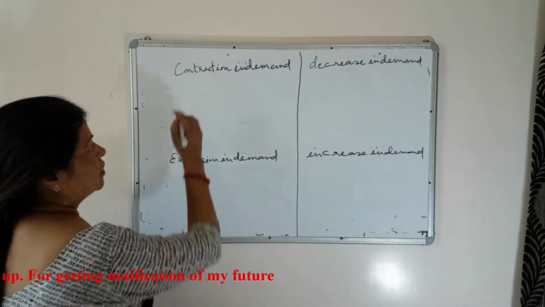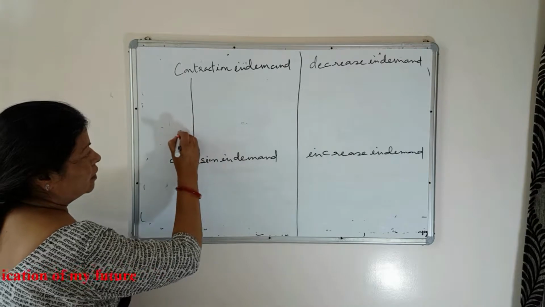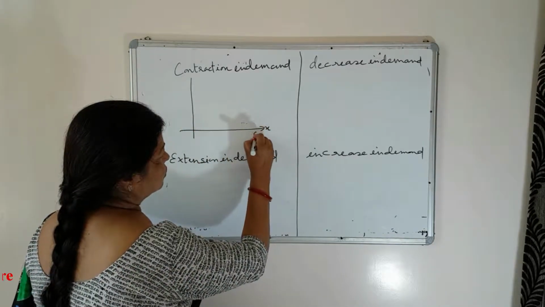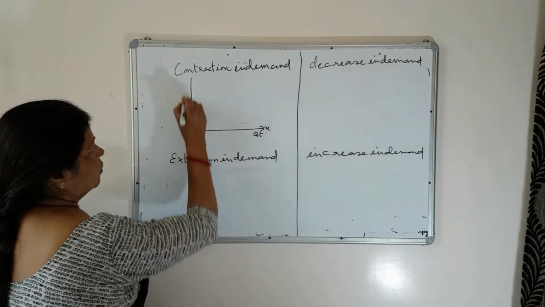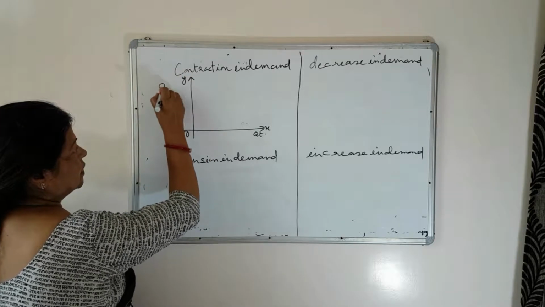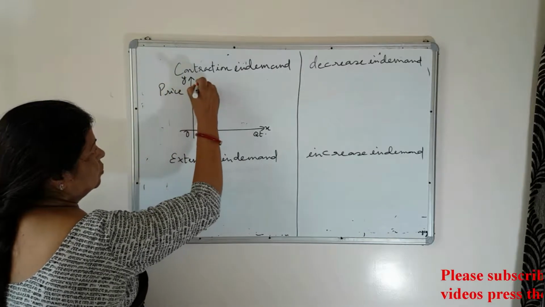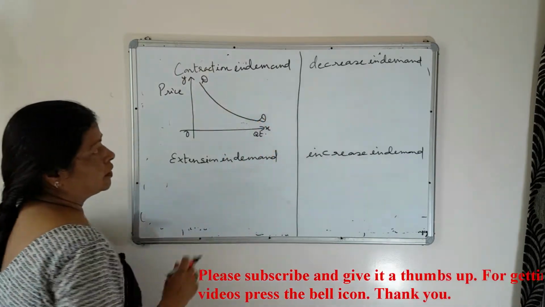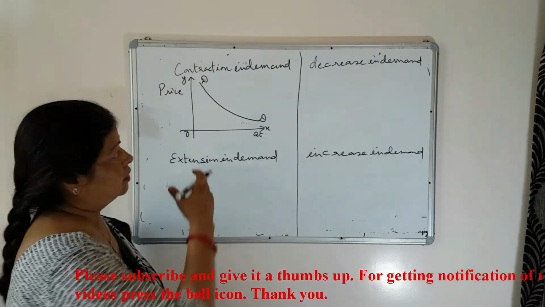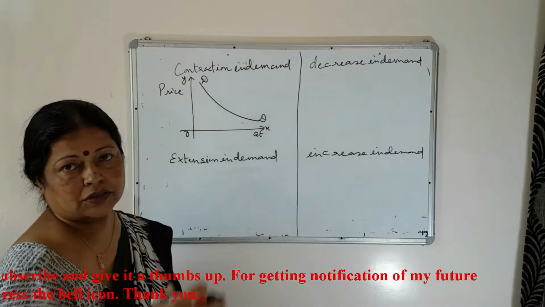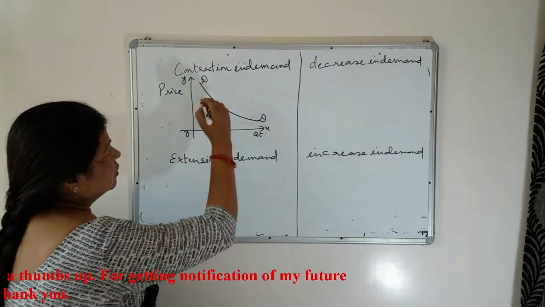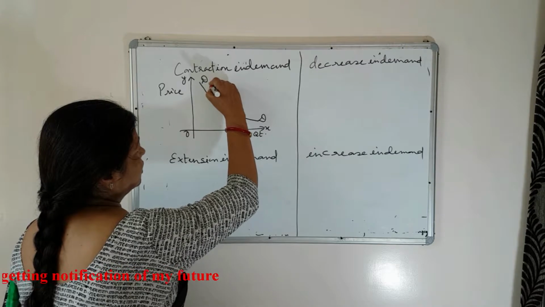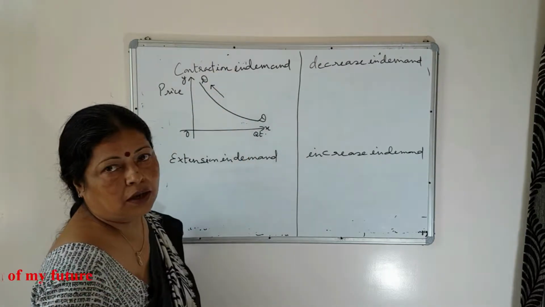Again, you have to draw the diagram first. So x-axis quantity, y-axis price. Draw the demand curve. Here there is no necessity that it should be a curve only, you can draw the straight line also. Now, contraction means only you have to draw the upward arrow.